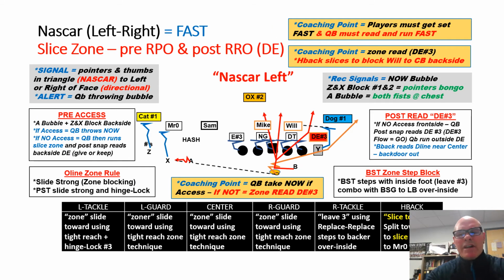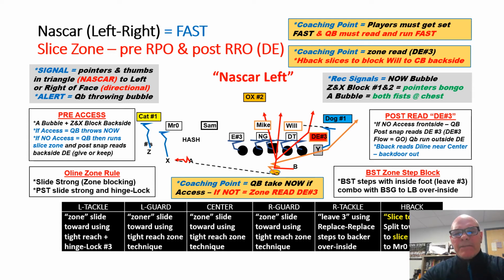All right, once we get in our basic NASCAR system, we can go ahead and use some core ones here anywhere on the field with our normal spread sets. This is just a NASCAR left or NASCAR right. The example here is NASCAR left. We're going to automatically use our tray formation, and we're going to do a slice zone with this.